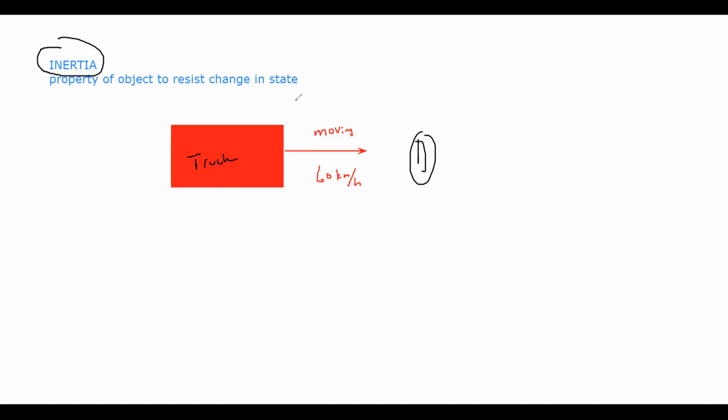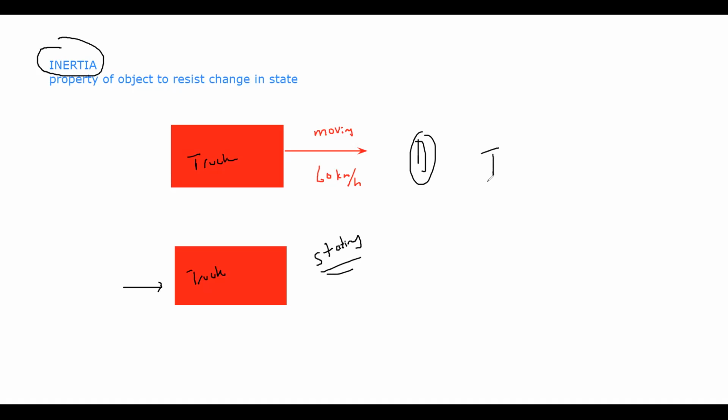Same thing, there's another truck, same size truck, and that truck is stationary. It's not moving. Can you move this truck by pushing it? No. You cannot move it, it's difficult to move this object. So the truck is resisting the change in state. When an object resists the change in state, if it's a moving object it does not try to stop, and if it's a stationary object, it does not try to move. So we call this property inertia.